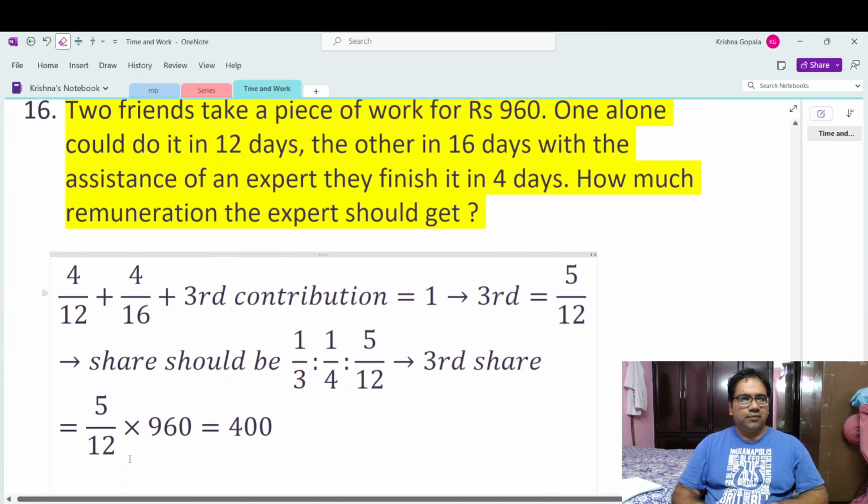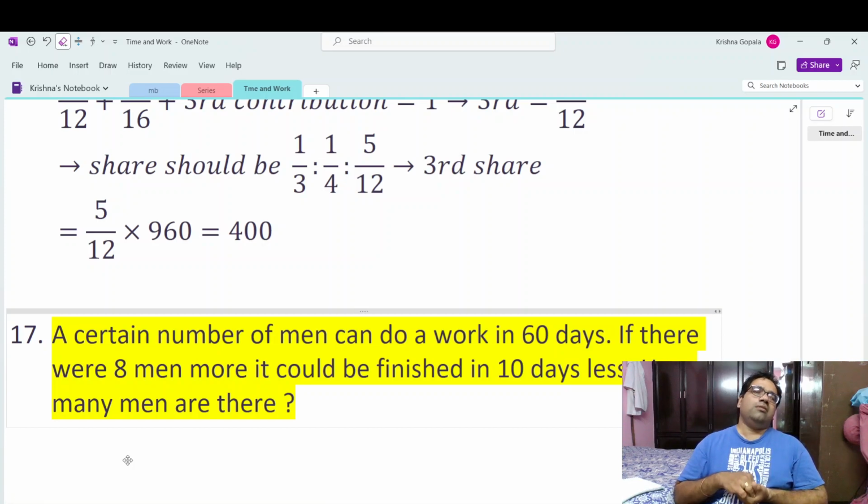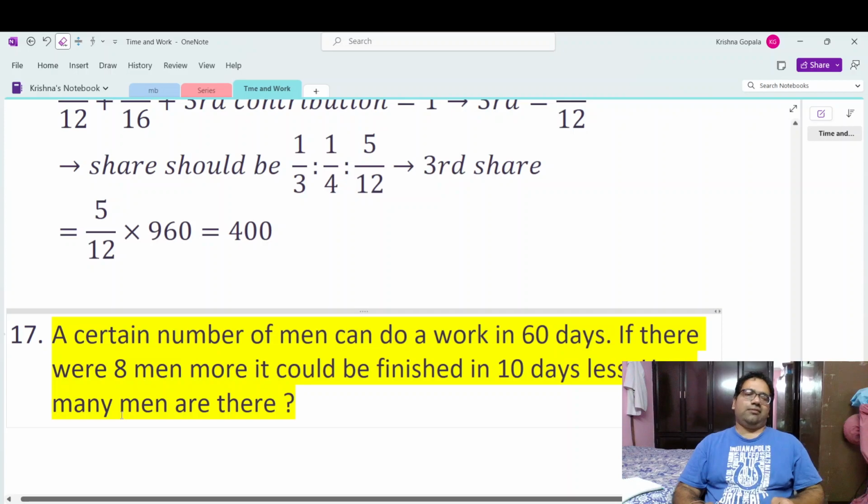Likewise. Okay. Now, a certain number of men can do a work in 60 days. We don't know how many men these are. Very good. If there were 8 more men, it could be finished in 10 days less. How many men are there? First, we need to write the equation. Let's say there are X people who can finish the work in 60 days.